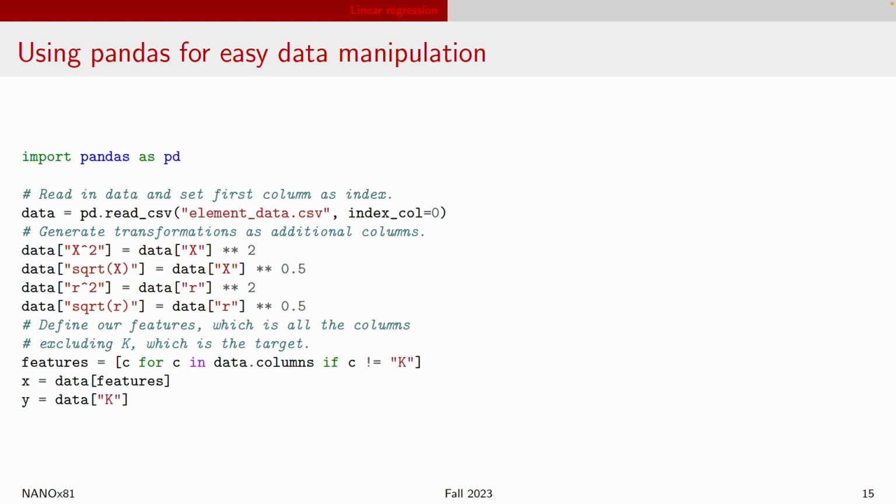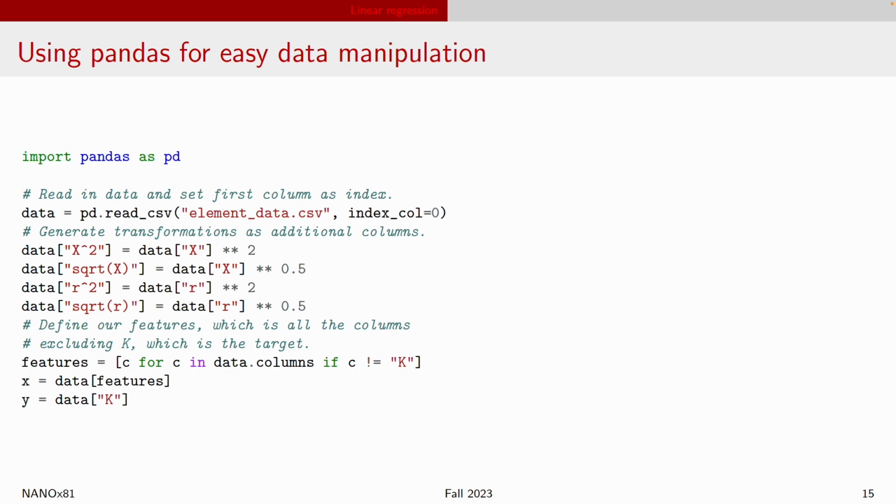So there is this function called read_csv. CSV stands for comma separated values, okay? And you just read the data. I'm going to set the index column to be 0, which means, in other words, I'm going to make the element names essentially my index, yes?